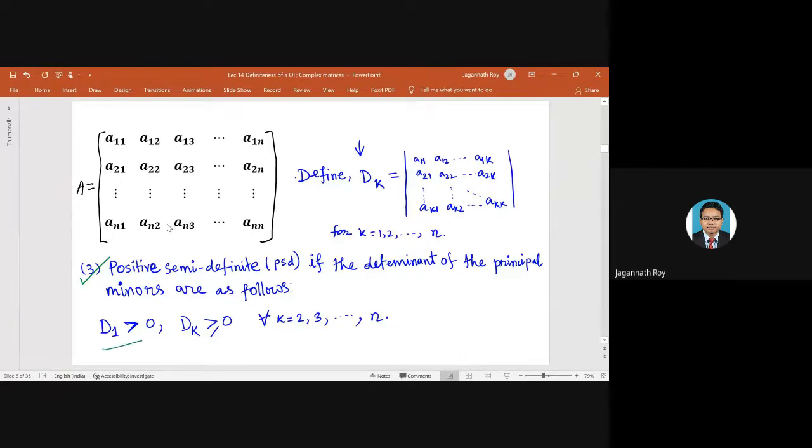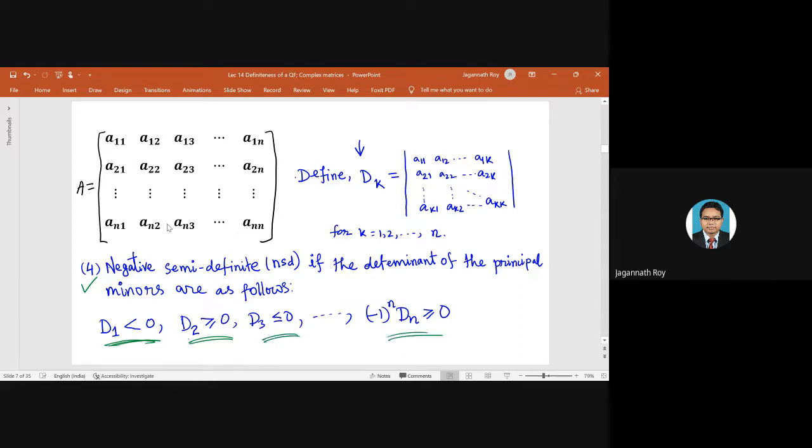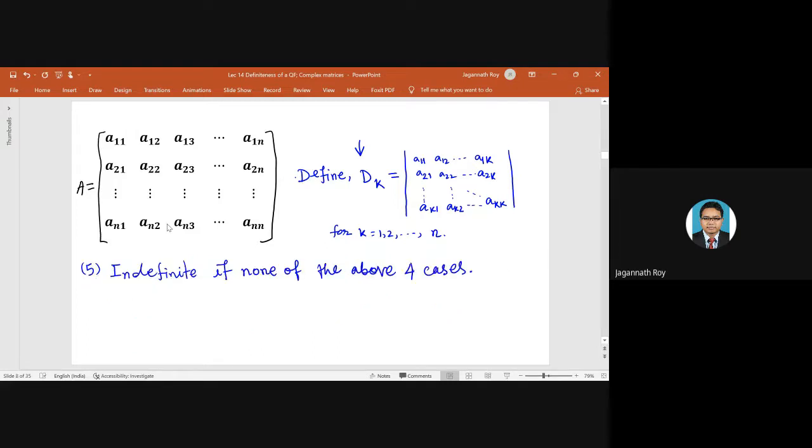Similarly, the negative semi-definite can also be defined in this way. So first, D1 should be strictly negative and all the others will alternate. And indefinite if it is not any of these cases: some of them are positive, 0, and negative, 0.